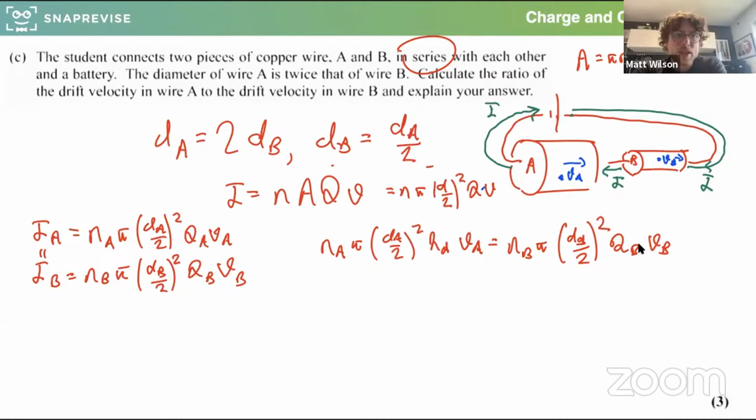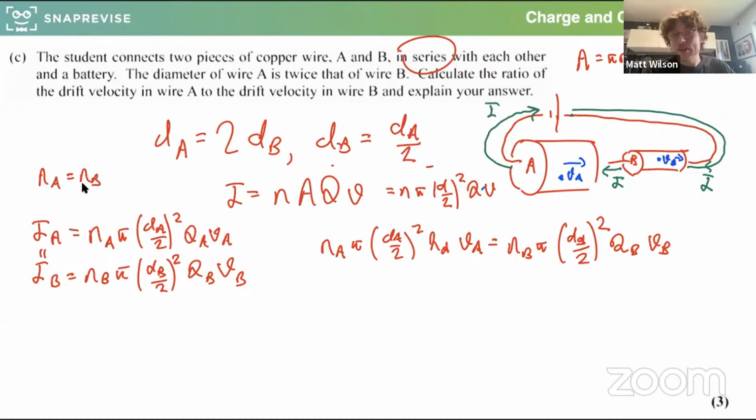So we have two pieces of copper wire, so they're the same material. So the thing that we need to know here, good, yeah. The number density, the number of free charge carriers per volume in a material, that is a property of a material, not a particular object. So any piece of copper will have the same number density of carriers. So actually, Na equals Nb.